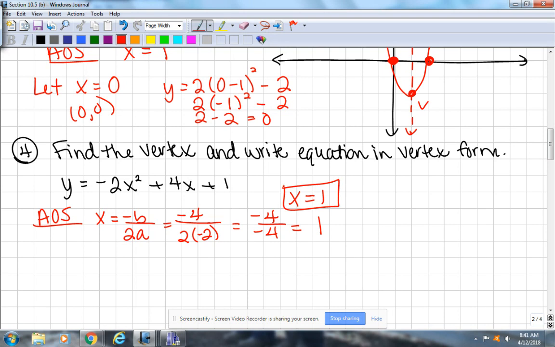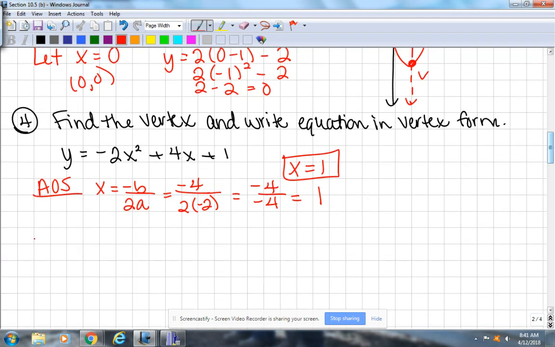So how do I get the y value so I can have my vertex? Plug 1 in for all the x's. So -2 times 1 squared, plus 4 times 1, plus 1. What's 1 squared? What's 1 times -2? And then 4 times 1 is 4, plus 1. So that's 2 plus 1, which equals 3. All right, so what's my vertex then?